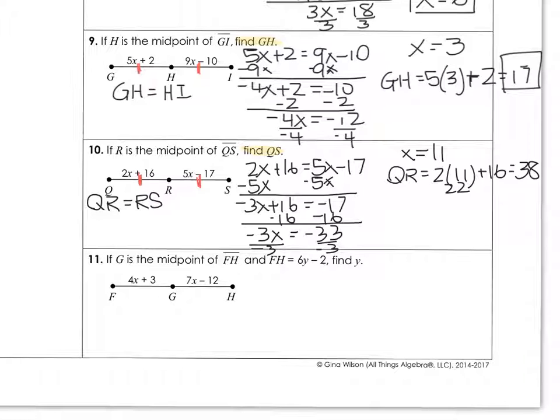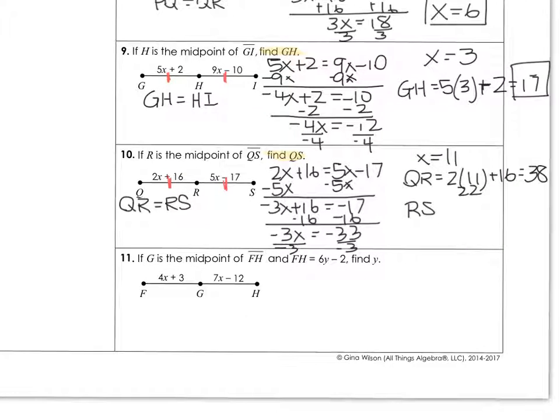Let me write this again. Sorry. I know RS equals the same thing, right? Because we wrote that down at the very beginning. R is a midpoint, so QR must equal RS. And to find QS, I just add those two together. Segment addition. QR plus RS equals QS.